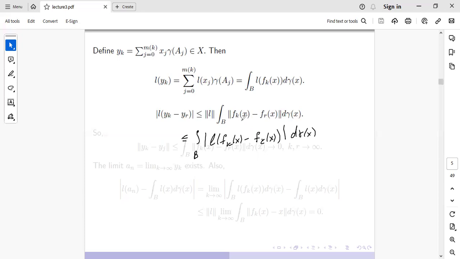But recall that the integral of fk of x minus x converges to 0. This means that, no, it's too early.